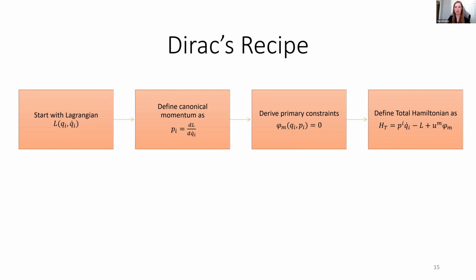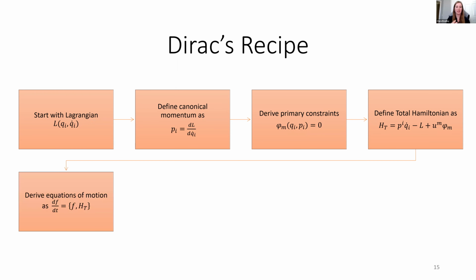And the idea of this total Hamiltonian is that when the constraints hold, that is when this relationship between the Q's and the P's is equal to 0, this total Hamiltonian is just equivalent to the usual Hamiltonian. And from this, we can derive the equations of motion in this theory for some function f as just being the derivative of that function with respect to time is equal to the Poisson bracket of that function with the total Hamiltonian.